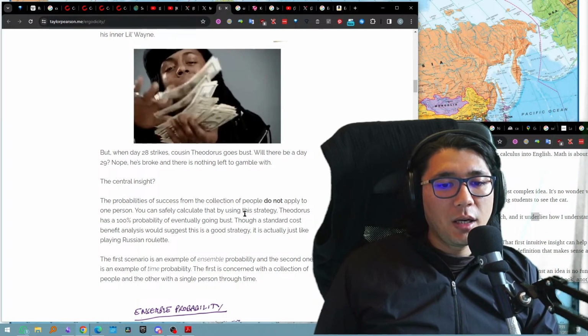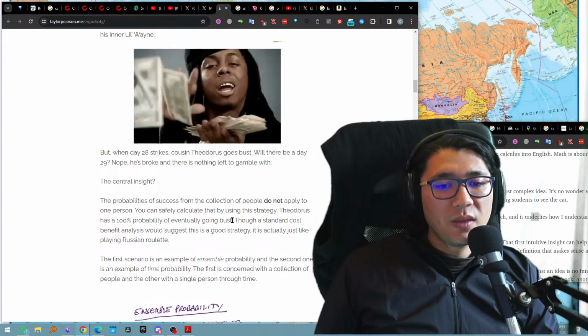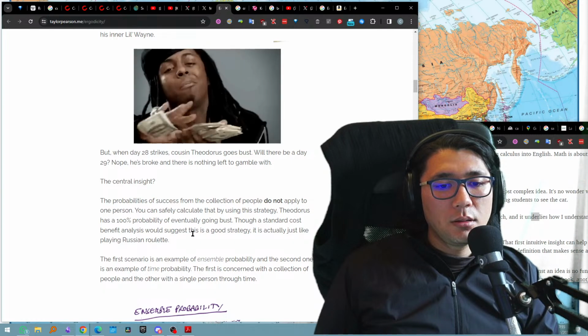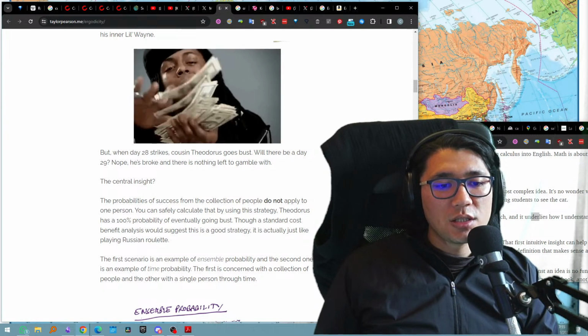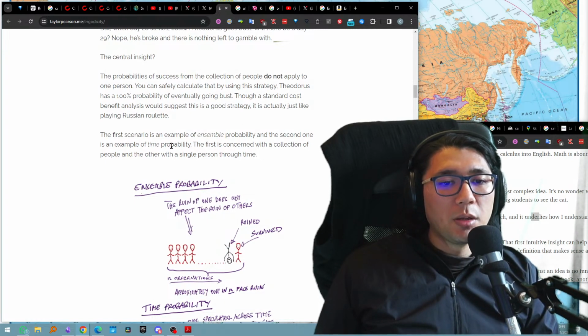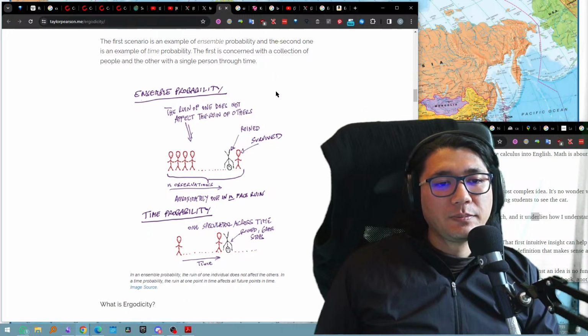You can safely calculate that by using this strategy, Theodorus has a 100% probability of eventually going bust. Though a standard cost-benefit analysis suggests that this is a good strategy, it is actually just like playing Russian roulette. The first scenario is an example of ensemble probability, and the second one is an example of time probability. The first is concerned with a collection of people, and the other with a single person through time.